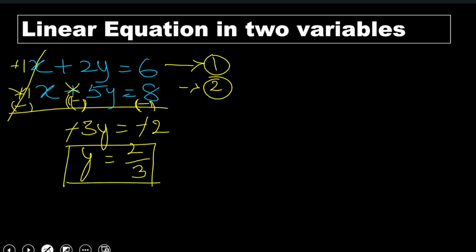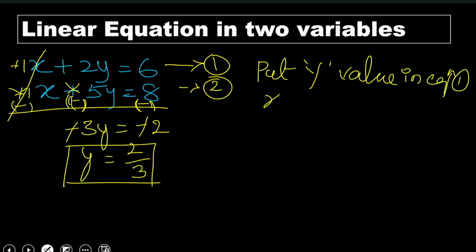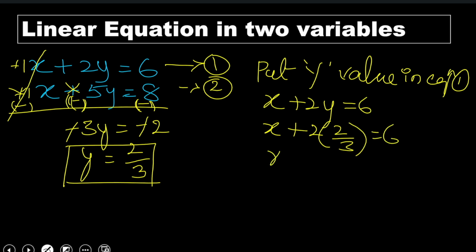Once you know the value of y, then put the value of y in equation 1 or 2. Comparing to equation 1 and 2, 1 is better. Y value in equation 1. Write down the equation 1. X plus 2y is equals to 6. X as it is, y value is 2 divided by 3 is equals to 6. X plus 2 2s are 4 divided by 3 is equals to 6.